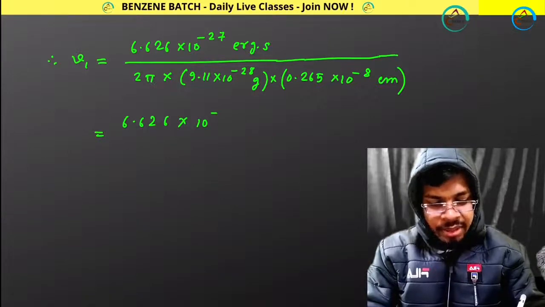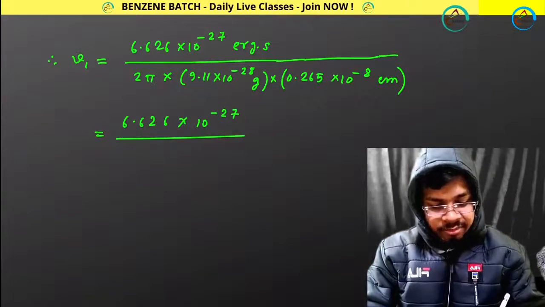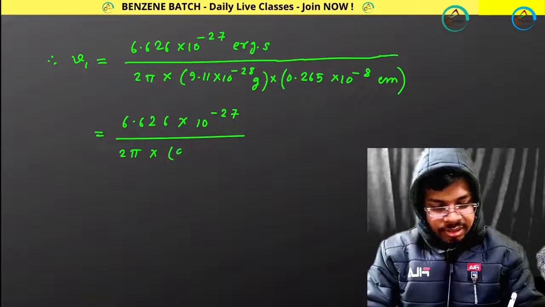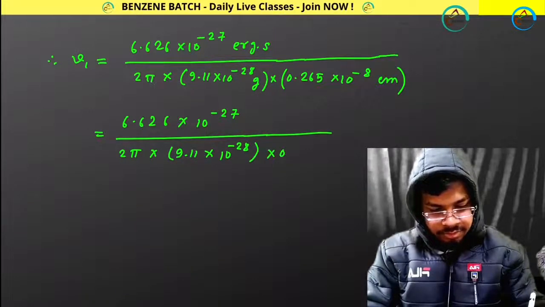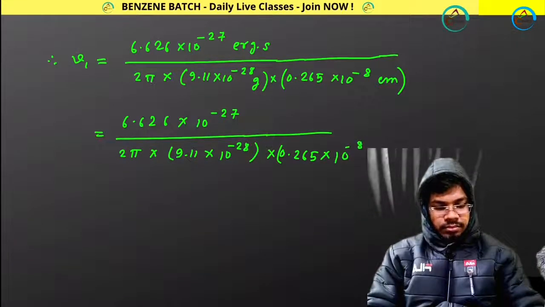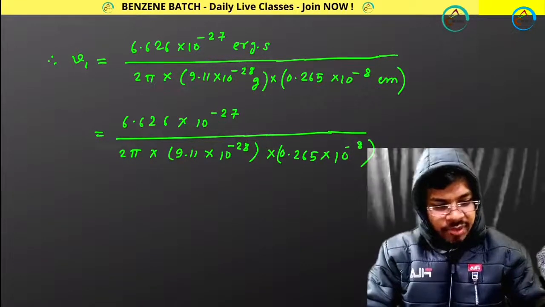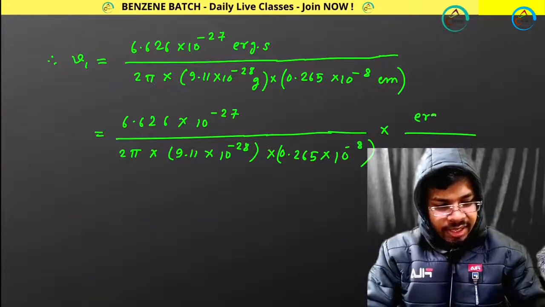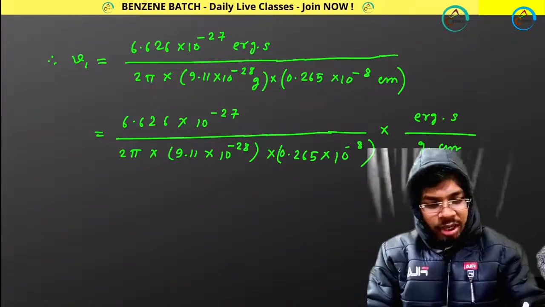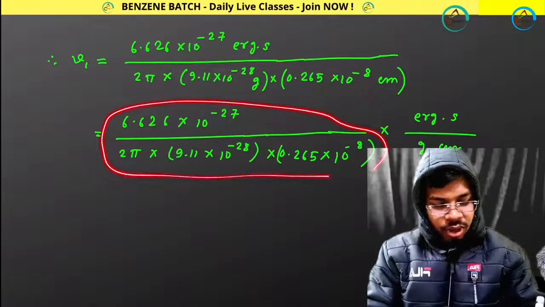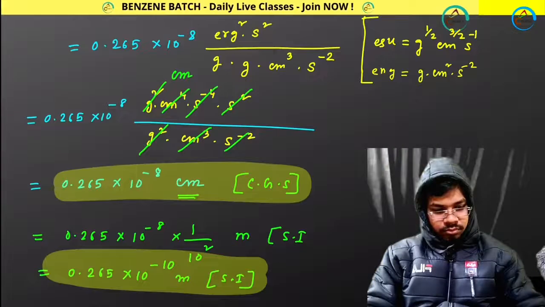Whatever method I am using to solve numericals, please try to do it this way, so that you don't make any mistake. So these are the values only. Calculate all these values. Then I am writing the units: erg second, gram, centimeter. So use your calculator and tell me what value you are getting from here. Please tell.